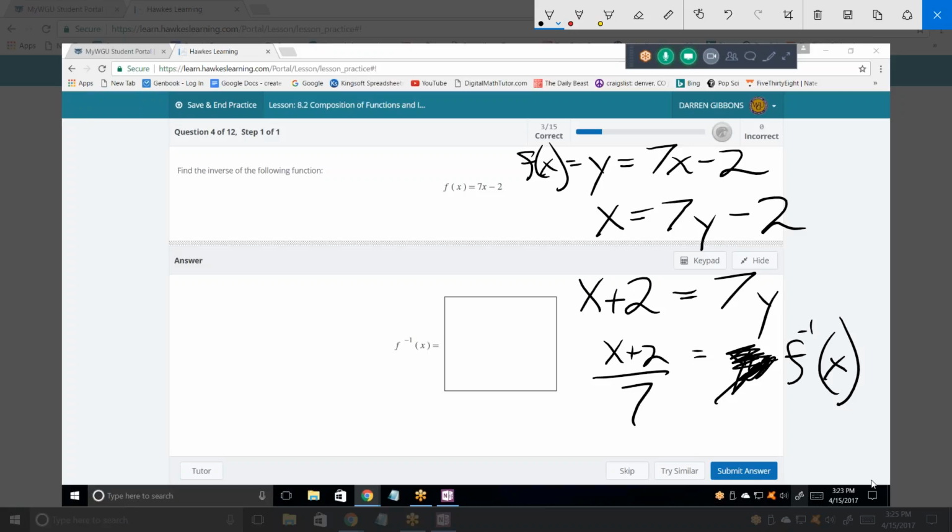I could have left it called f of x, and then when I switched the variables, I would have called it f inverse of x. But it's less confusing to me if you use just x and y. So we have x plus 2 over 7.